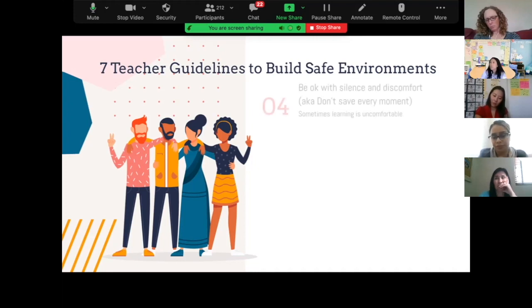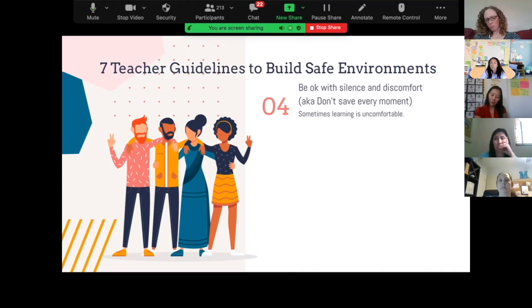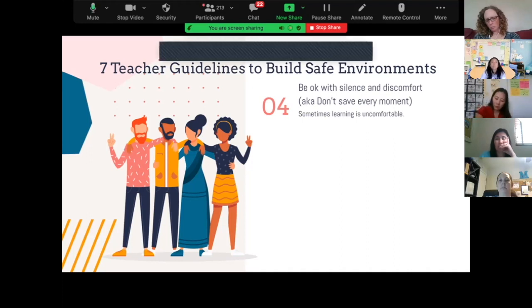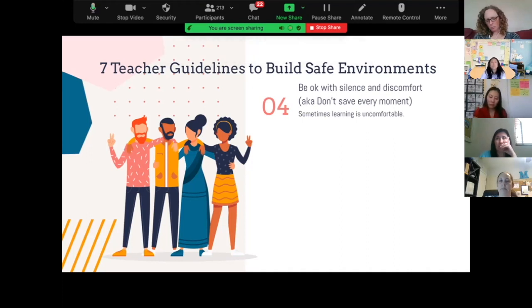So let's go back to those 7 guidelines. And we're going to go through these pretty quickly so we don't fall too far behind. Okay, so the next guideline is be okay with silence. We talked about that at the beginning of this PD. It's like, do I play the music? Do I not play the music? Like, it's awkward and I don't like social awkwardness.